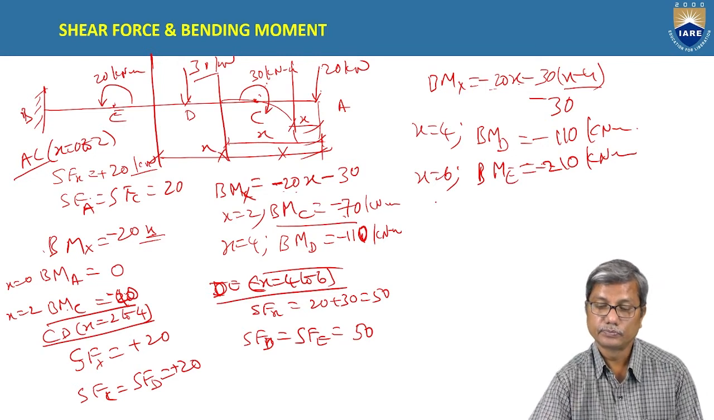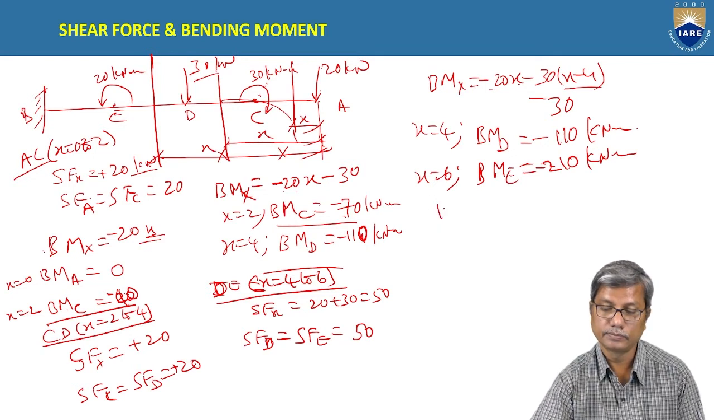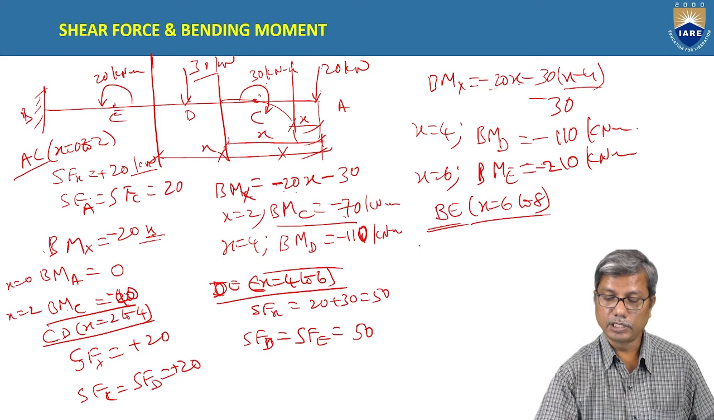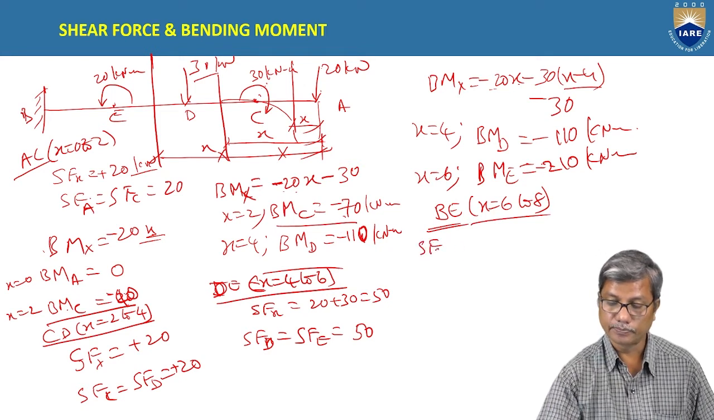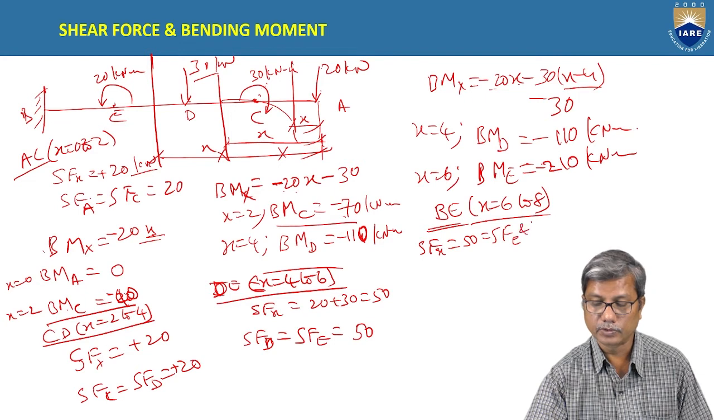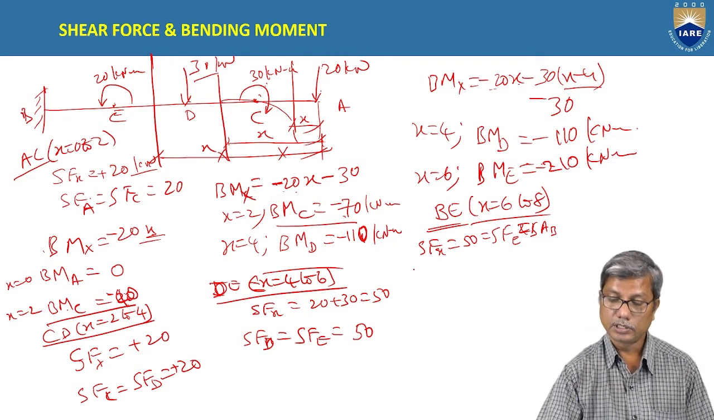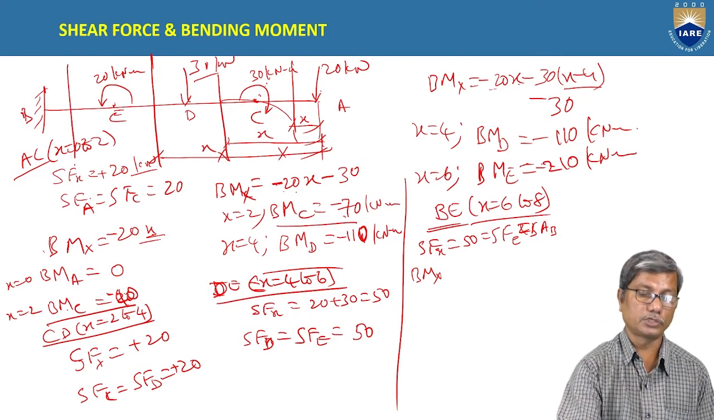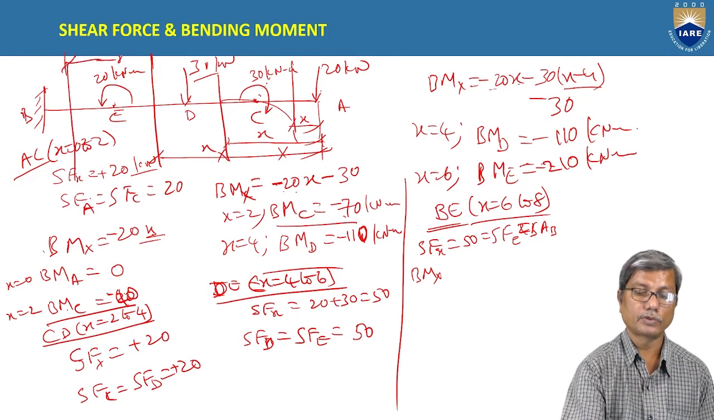Understand? Now we consider the last portion BE. The limits for X are 6 to 8. So here the shear force remains the same. Shear force remains 50 at E and B. Coming to bending moment, what is the bending moment at X? In this portion we are considering with origin at A.